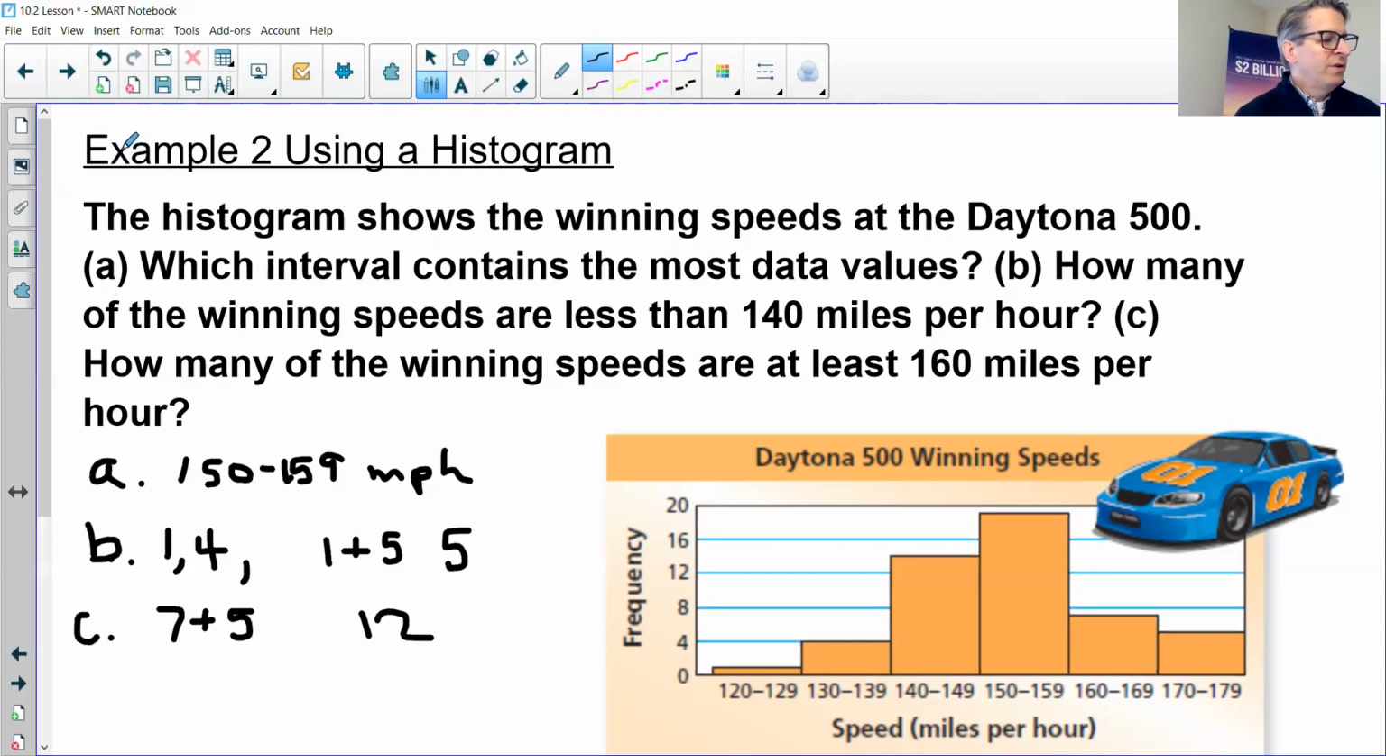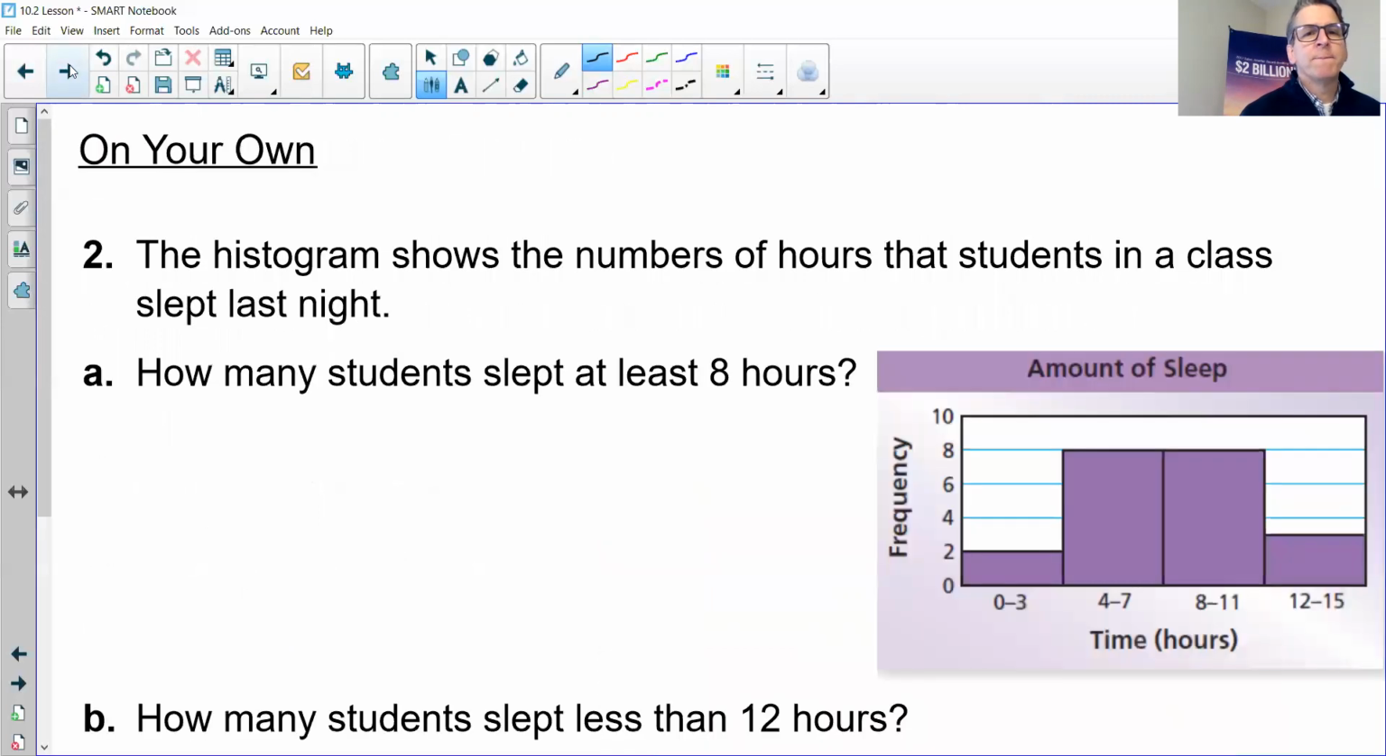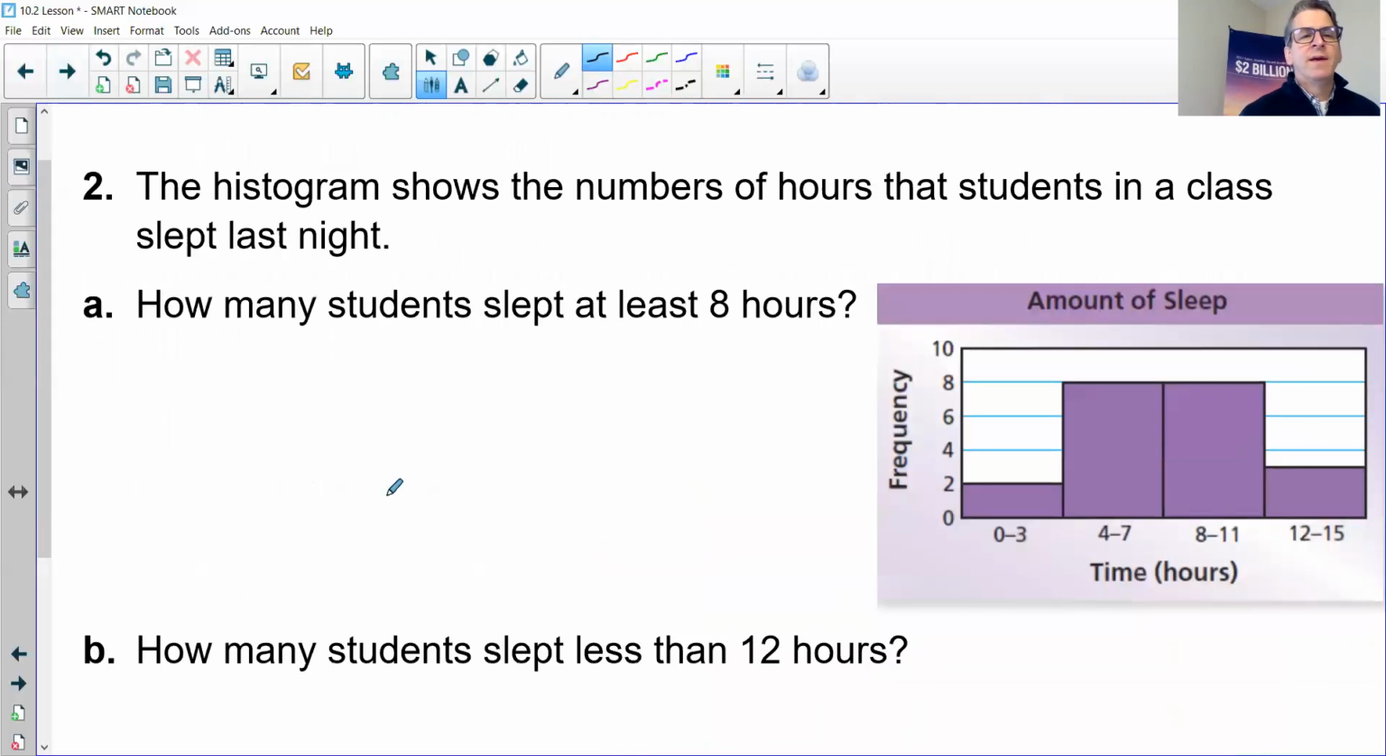Okay, on your own, number 2. The histogram shows the number of hours that students in a class slept last night. Letter A, how many students slept at least 8 hours? We're going to take this grouping here, 8 to 11, which is 8, and we're going to add this group here, 12 to 15, which is 3. That puts us at 11 students for letter A.